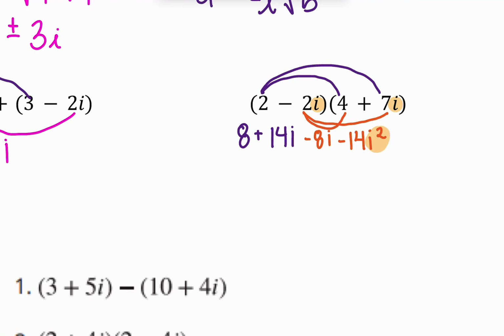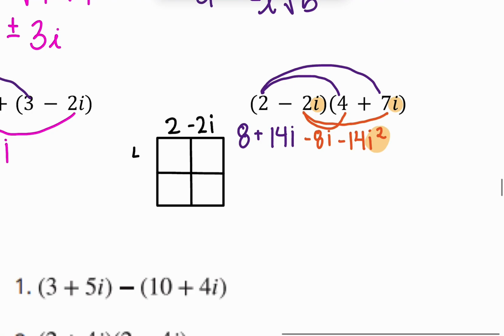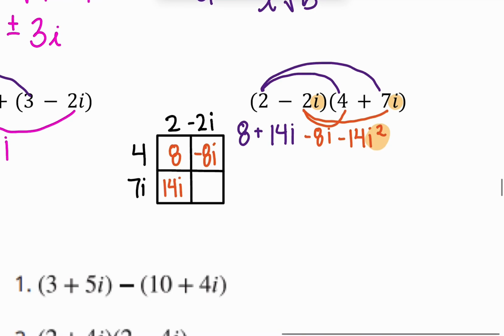I'm also going to do that in the box method just because some students like to see it in the box method when you're multiplying. And this method also is the backwards version of factoring. So multiplying 2 minus 2i and 4 plus 7i, you're going to get the same numbers. 2 times 4 is 8. Then we get -8i. And then we get 14i. And then we get -14i squared.